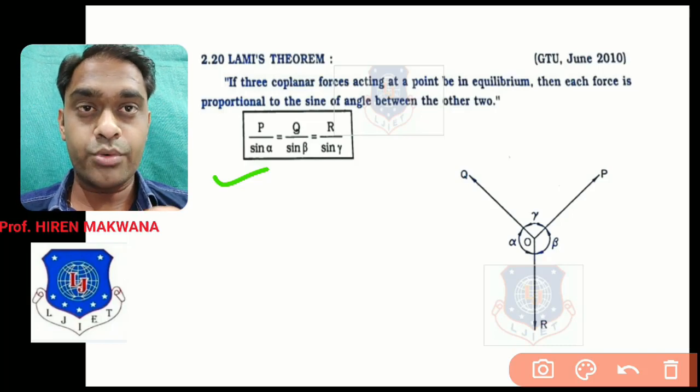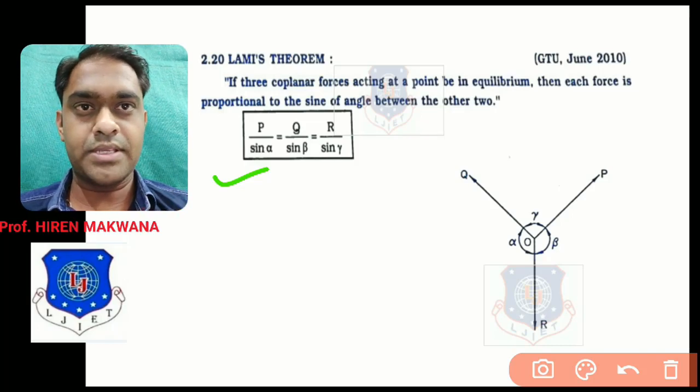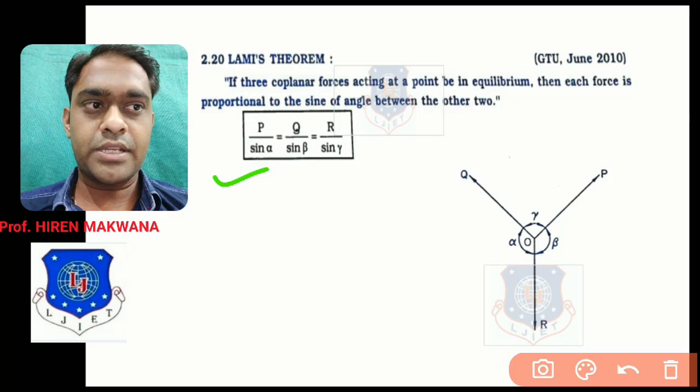Now we have to derive this formula. We have to derive Lami's theorem: P upon sine alpha is equal to Q upon sine beta is equal to R upon sine gamma. Let us see how. Let us see on the next page.